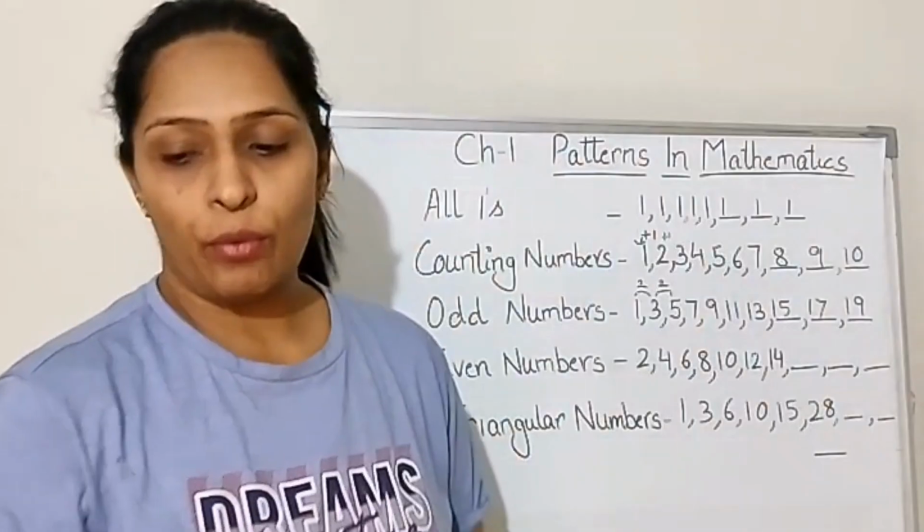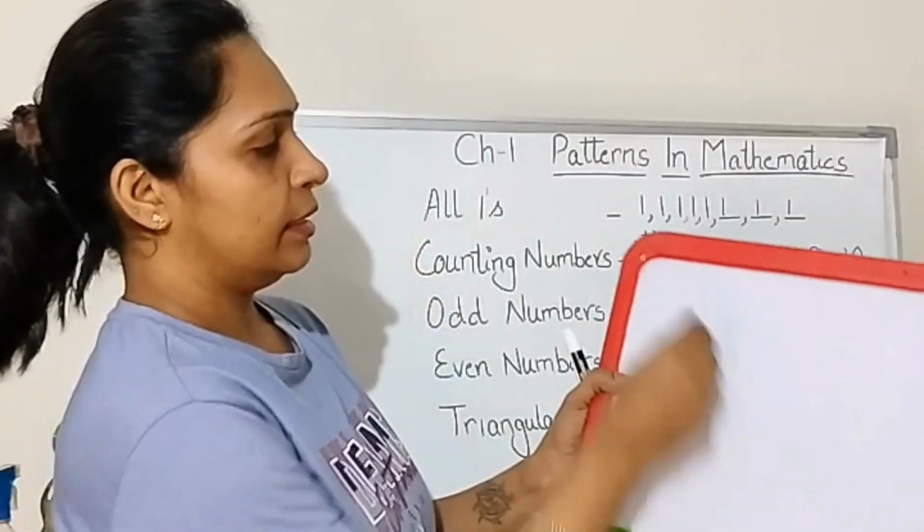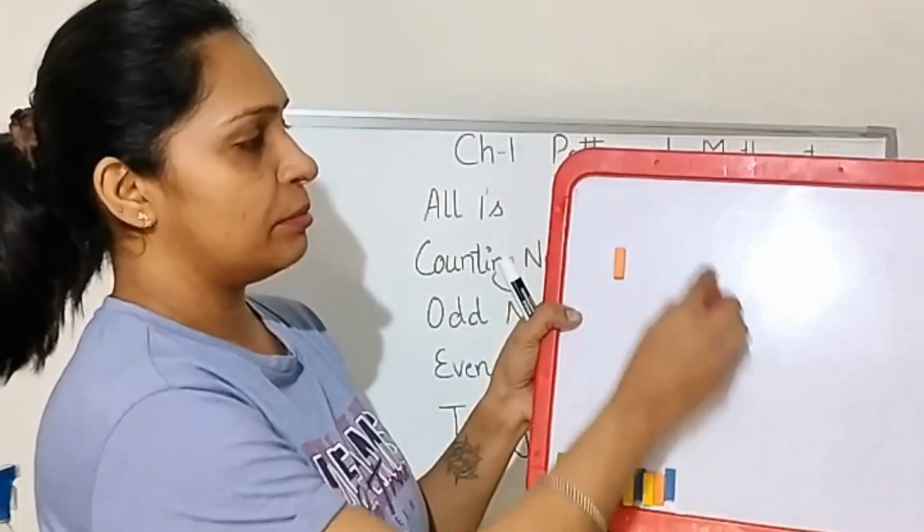Now, if I want to show these numbers pictorially, how I am going to show is, see, 1 is shown here, then the next number is 3.